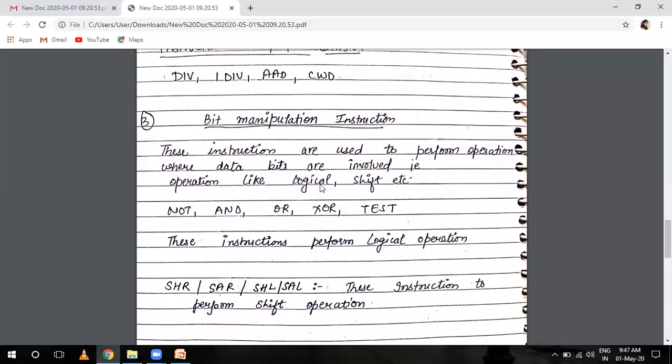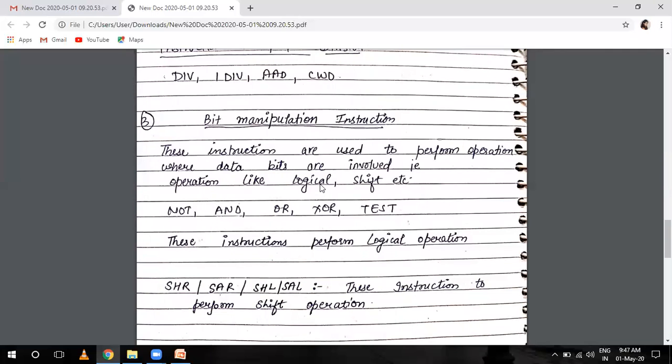Next is the bit manipulation instructions. What do we mean by these instructions? These instructions are used to perform operations like logical or shift operations. In these, our data bits are involved and we perform logical and shift operations. Logical means, as you know from digital electronics, the logical operations: AND operation, OR operation, XOR operation, and TEST.